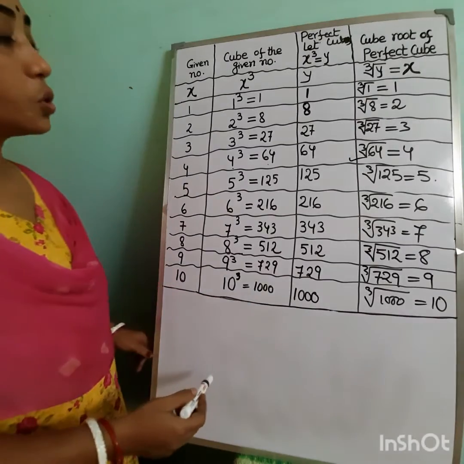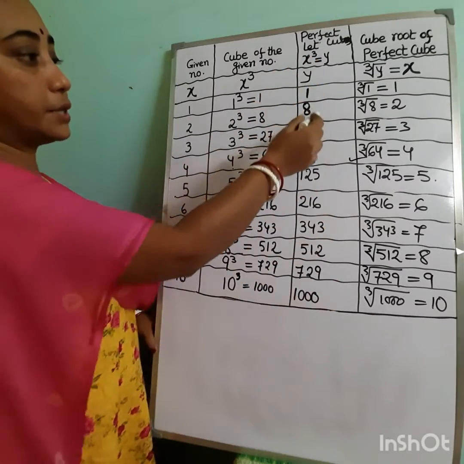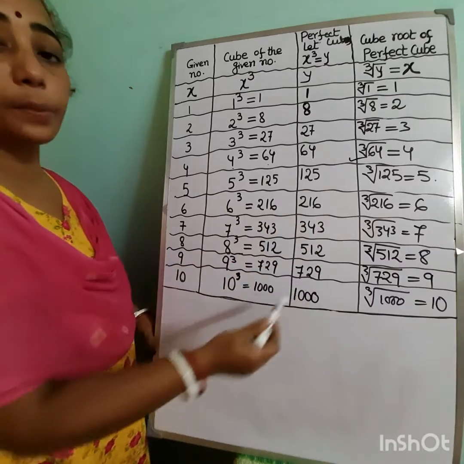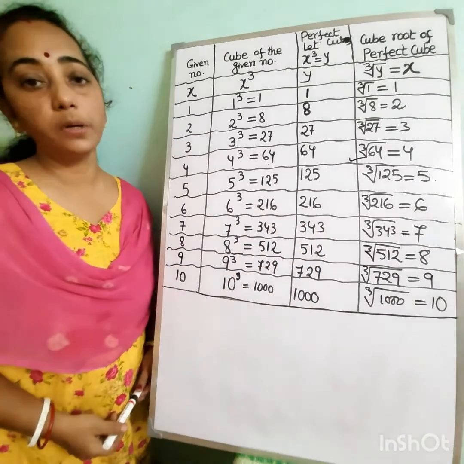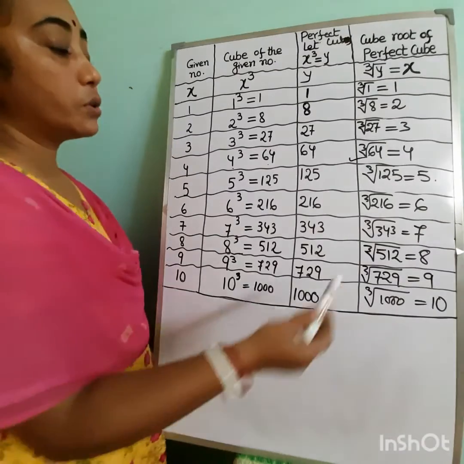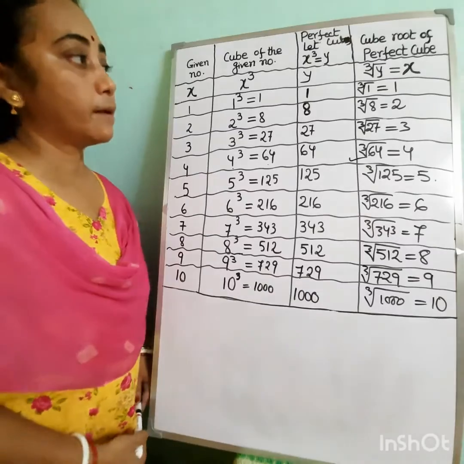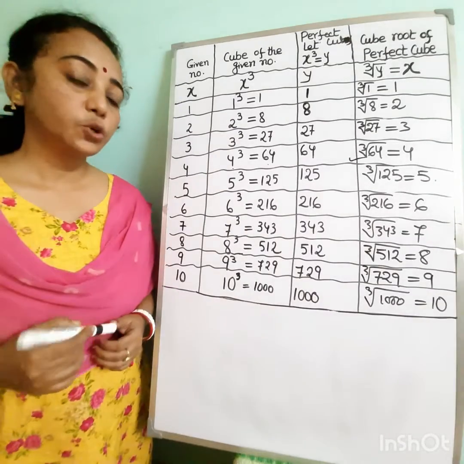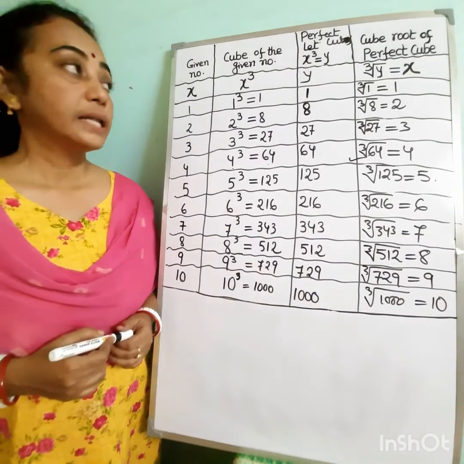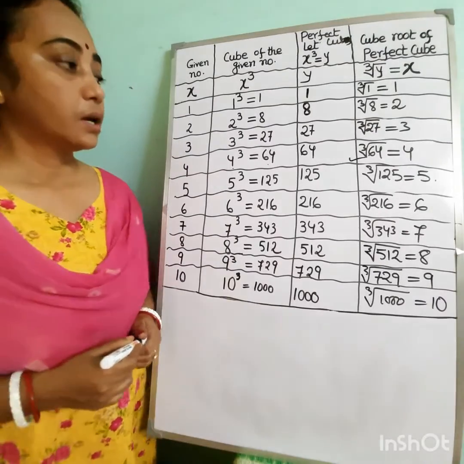In the third column, all these cube numbers are written separately. That is 1, 8, 27, 64. These are called perfect cubes because these are the cubes of natural numbers. Now in the fourth column, the cube roots of these perfect cube numbers are shown. We already know how to find the cube of a given number. Let's see how these cube roots of perfect cube numbers are coming.